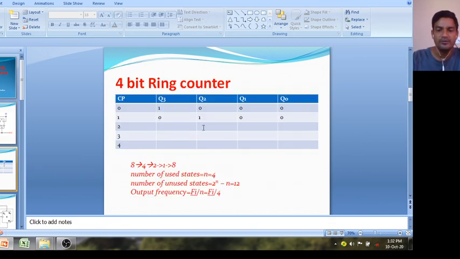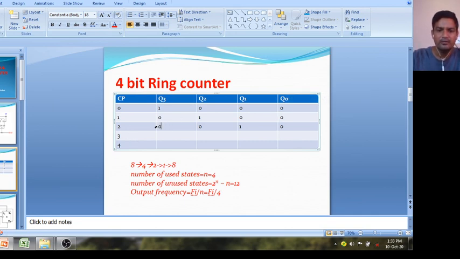In the next clock pulse, what will be this value? This will be 0 because the 0 is shifted here. This 1 is shifted here, so it will be 1. This 0 is shifted here, so this will be 0. And what will be the value of this? This is the Q0 value, the last value, which is 0.